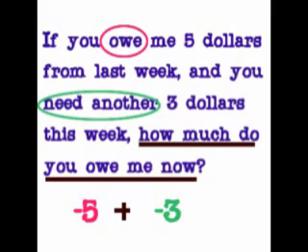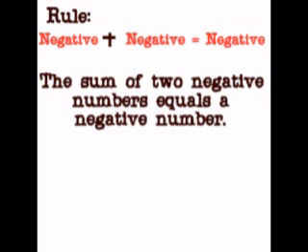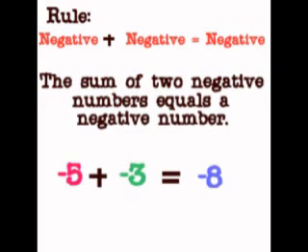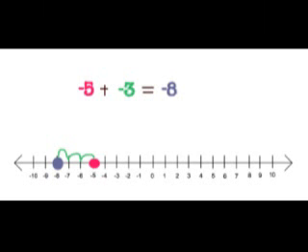The rule for adding a negative and a negative is that your answer will be negative. The sum of 2 negative numbers equals a negative number. Negative 5 plus negative 3 would equal negative 8. Adding the digits and making the answer negative is the easiest way to remember this for a negative plus a negative. You can also picture this on the number line.